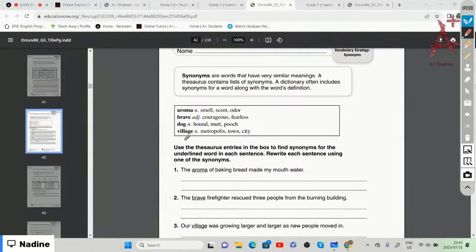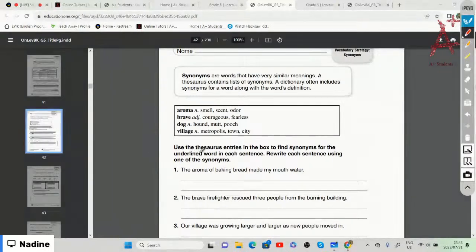Then we have a village. And a village, firstly, is a noun. With village, you can either use the word village, or you can say metropolis, a town, or the city. If you want to refer to your village, you can say it's my city, my town, my metropolis, depending also on whether you live in the city or the town.